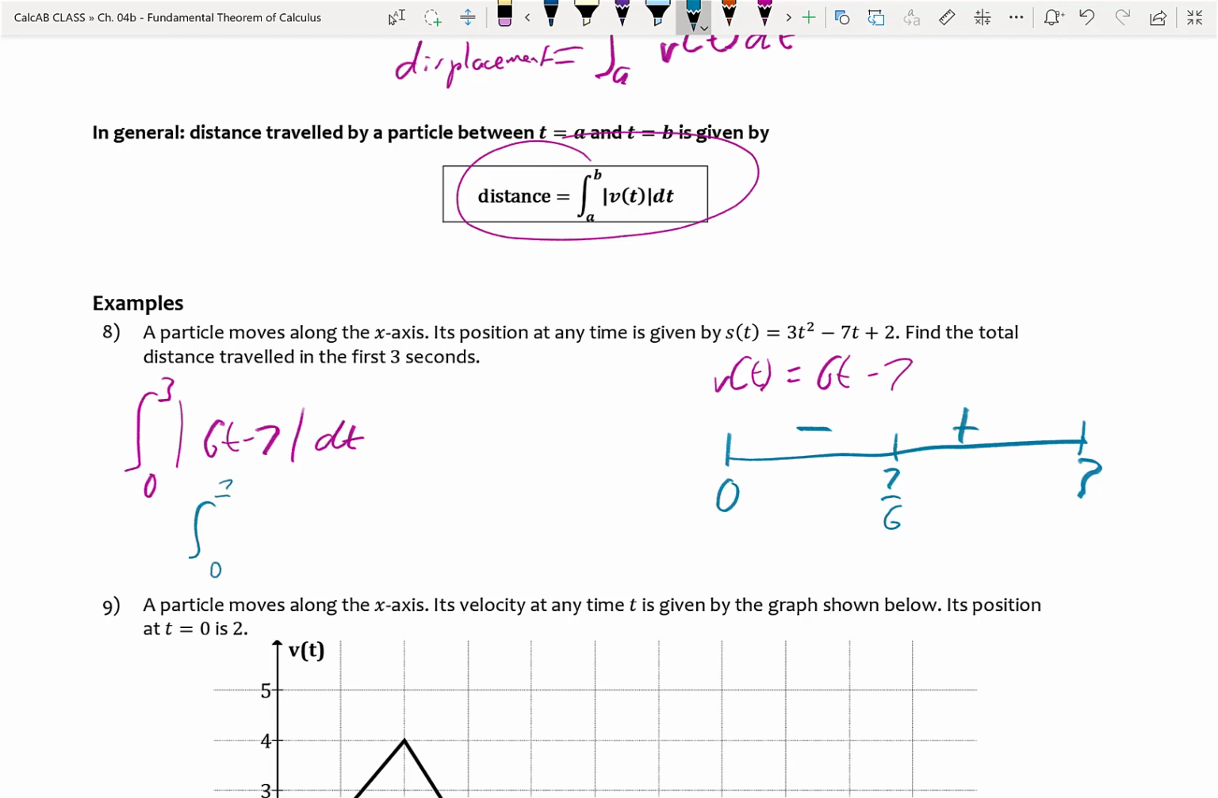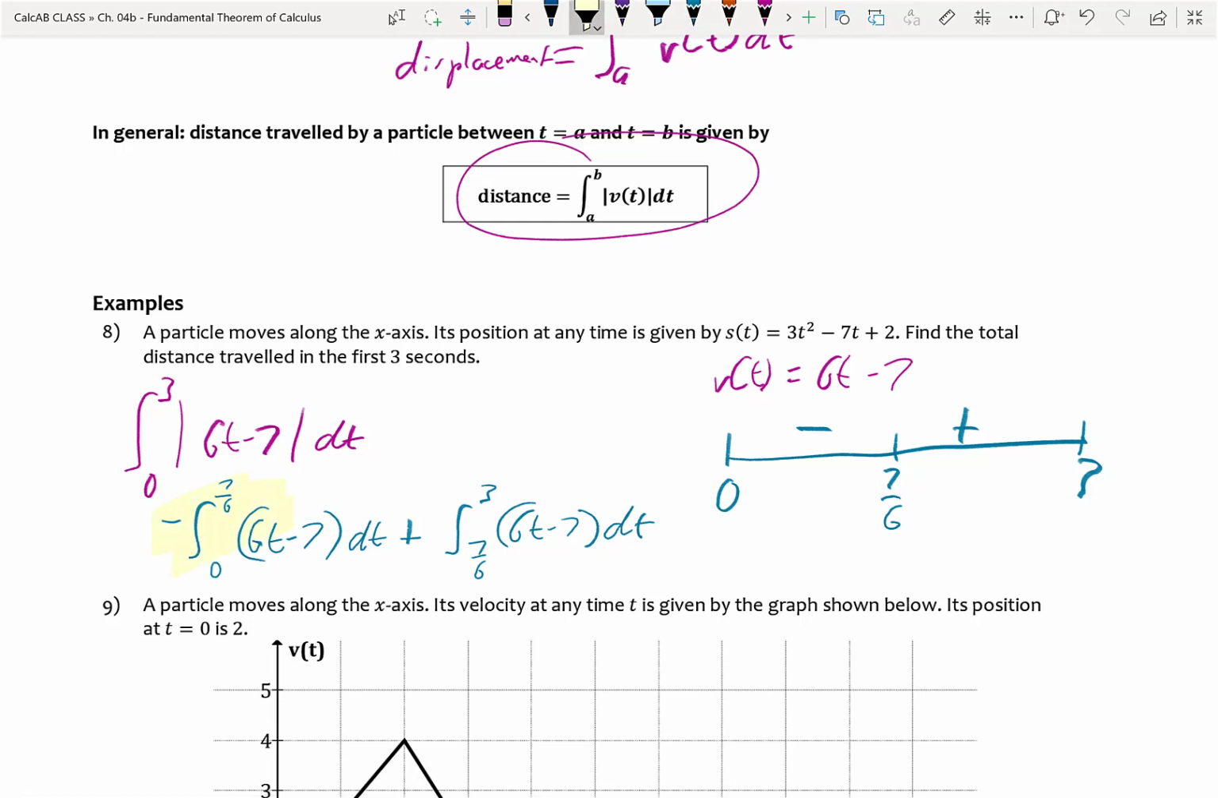0 to 7/6 of 6t minus 7. Now, the 6t minus 7 is a negative part, so I want it to not be negative. So you can do that, or I can just stick a negative in front. Plus the integral from 7/6 to 3 of 6t minus 7. I forgot my dt's. dt, dt. This is taking the sine graph we just did and using that to figure out two pieces for this.